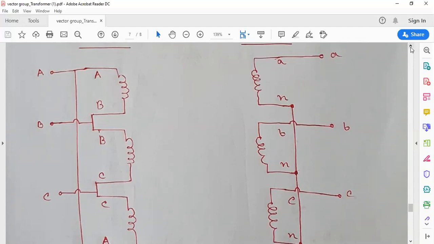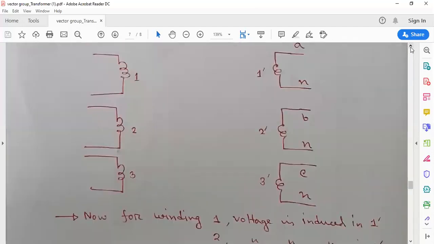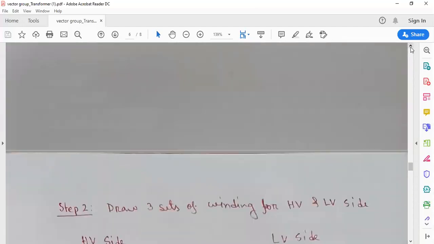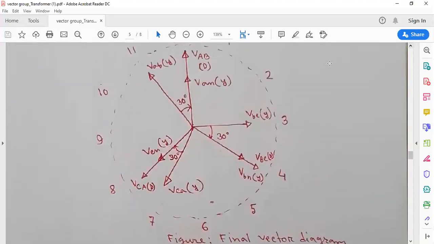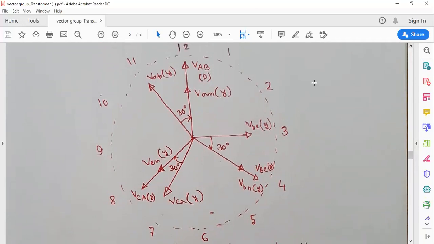So we have to go to the vector diagram. This is our vector diagram. So VAN is in 12 direction. Which voltage of the high voltage side is in this direction? That is VAB. So due to VAB, we apply in the delta direction VAB voltage and we get VAN in the secondary because they are in the same direction.